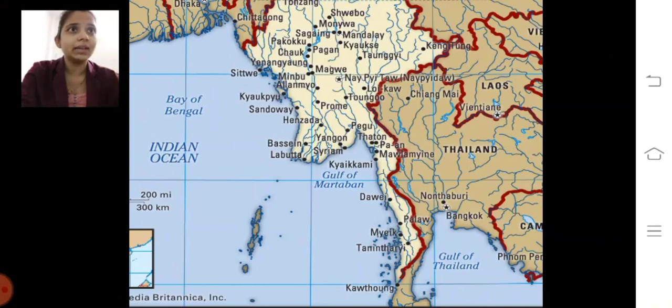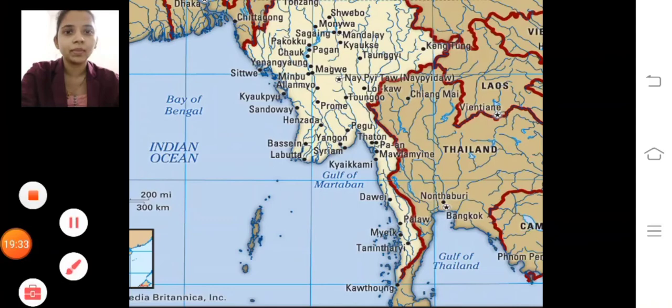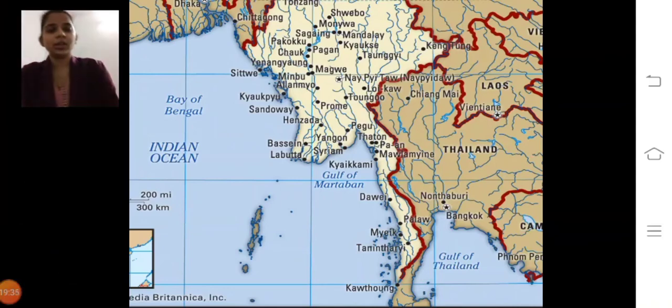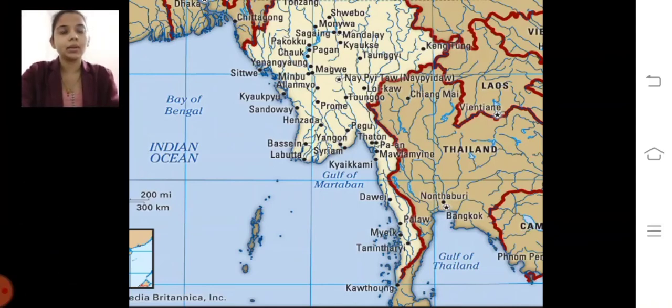After 1937, the people in Myanmar created an organization called the Burma Independence Army under the leadership of Aung San. So students, here we have seen the Burma Independence Army, which was established in Myanmar after 1937. Under the leadership of Aung San, this army was established. And what was the role of this army?